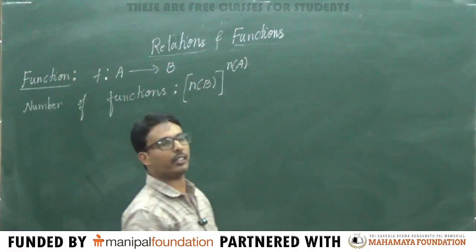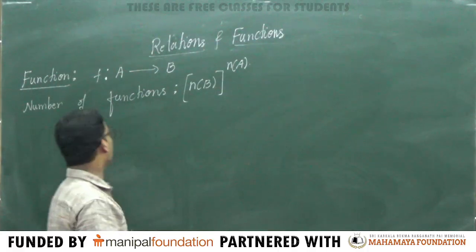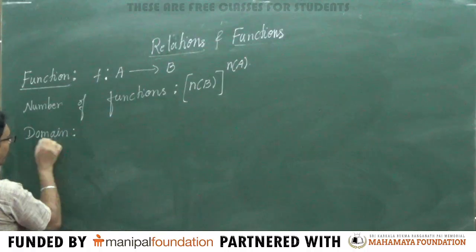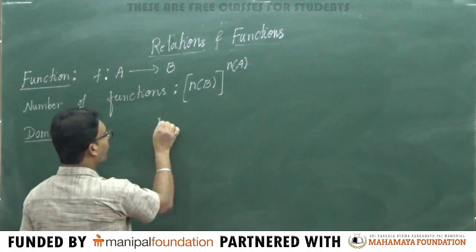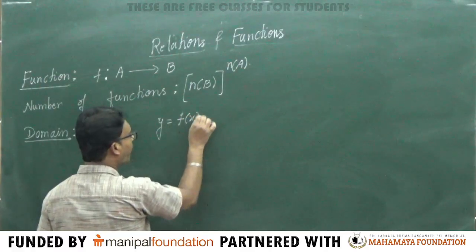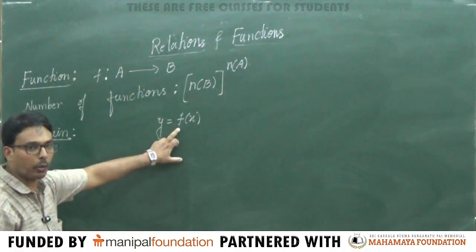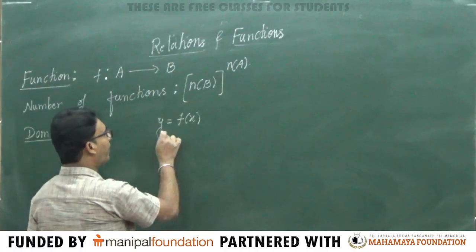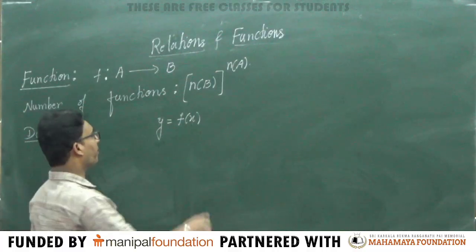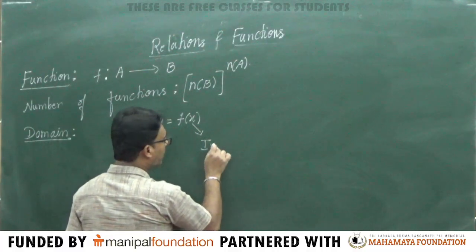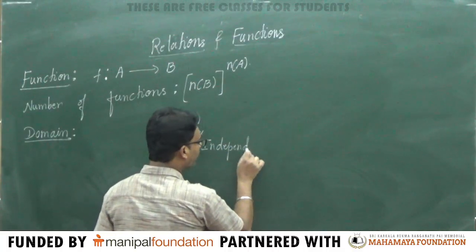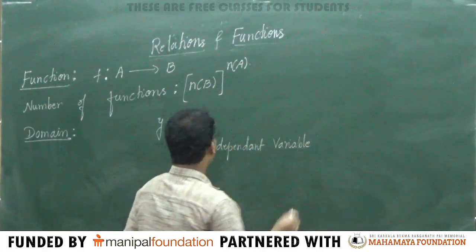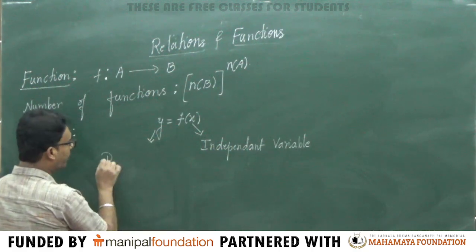So after knowing the definition of a function, the next concept is the domain. Whenever they give a function, say y = f(x), f is a rule and we apply the rule to the variable x. After applying the rule to the variable x, we get the value of y. So here x is called the independent variable and y is called the dependent variable.